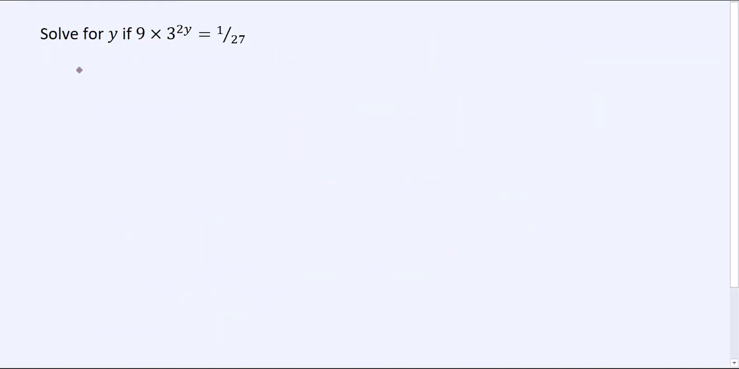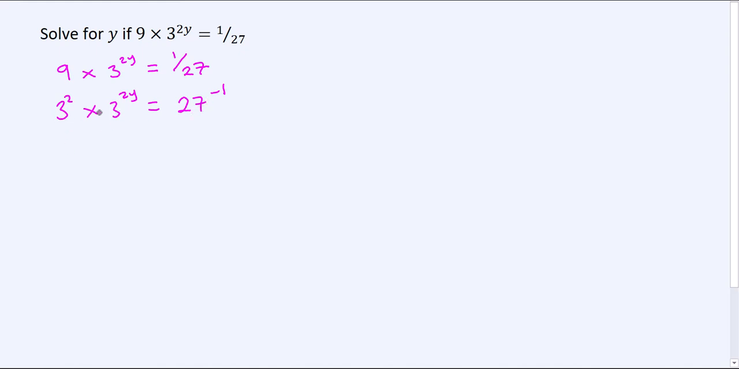So for y, if 9 multiplied by 3 to the power 2y is equal to 1 over 27. Okay, let's break this down. We're solving for y. This is 3 raised to the power 2 multiplied by 3 raised to the power 2y is equal to 27 to the power minus 1. The same thing. This is the negative index law.